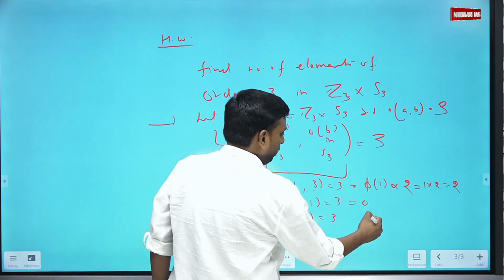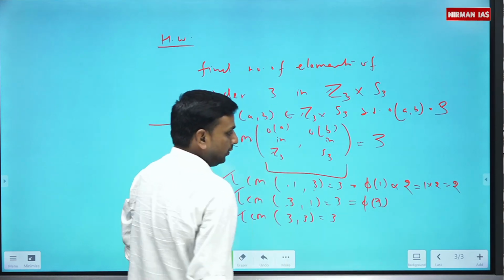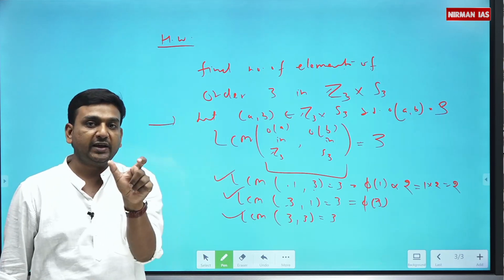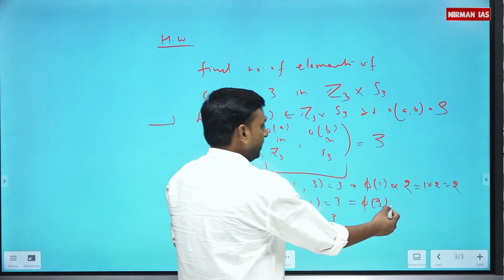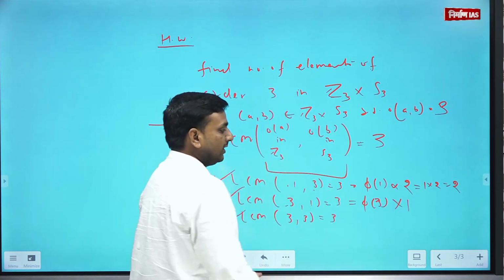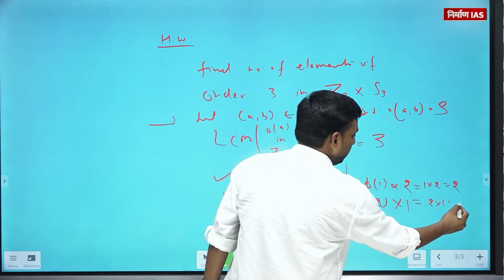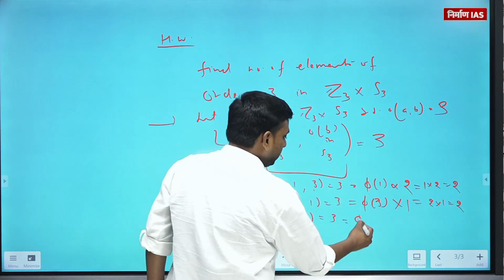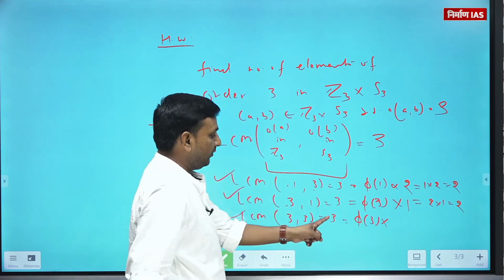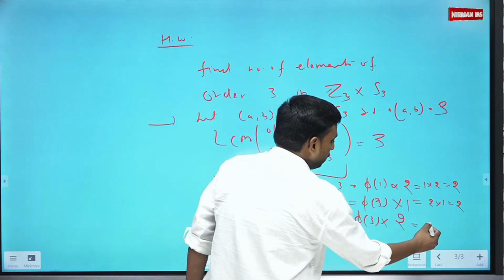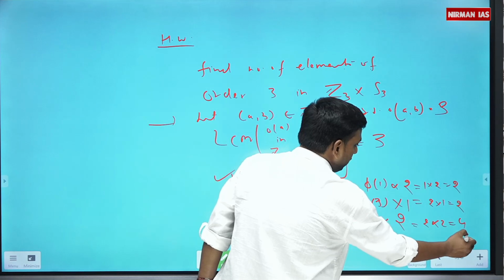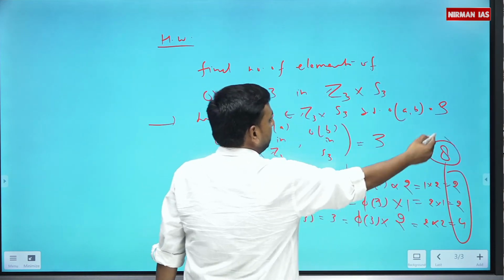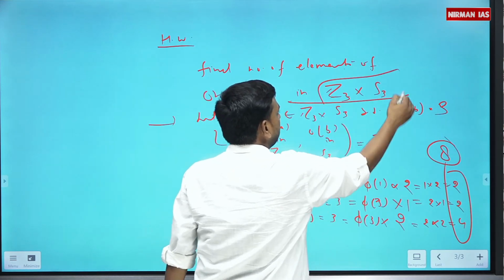Here phi 3, what I have told you, the number of elements of order m in Z_m is phi m. So phi 3 into 1, since in any group only one element has order 1, so this is 2 into 1, that is 2. Number of elements of order 3 in Z3 is phi 3, number of elements of order 3 in S3 is 2. So this is 2 into 2, that is 4. So total there are 8 elements of order 3 in Z3 cross Z3.